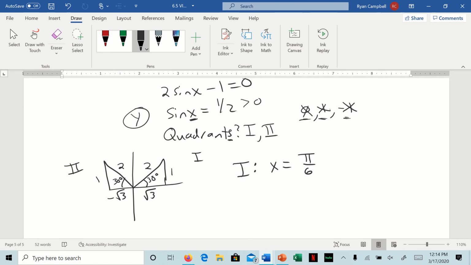And if you thought, good, that was done, didn't do it right, what do we forget to put? Plus 2 pi n, right? We always put plus 2 pi n because the period for sine is 2 pi.